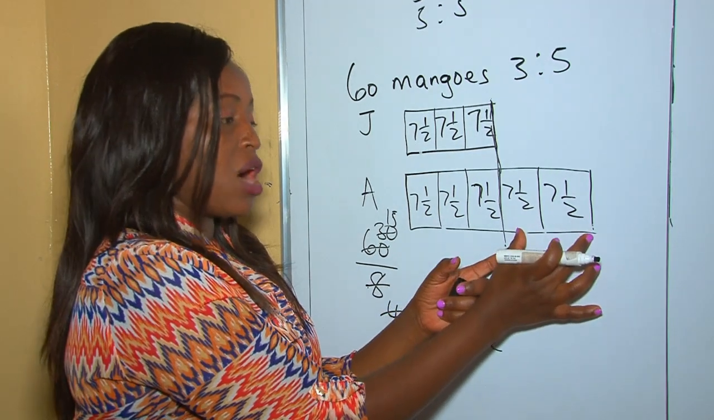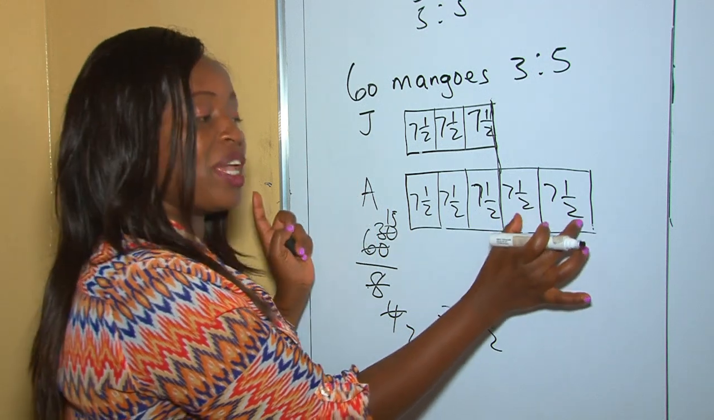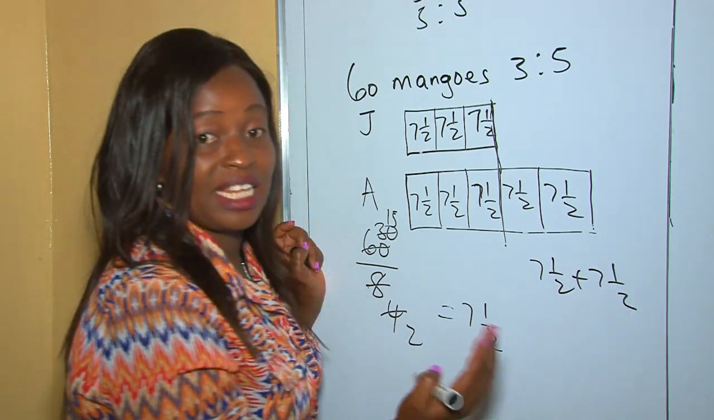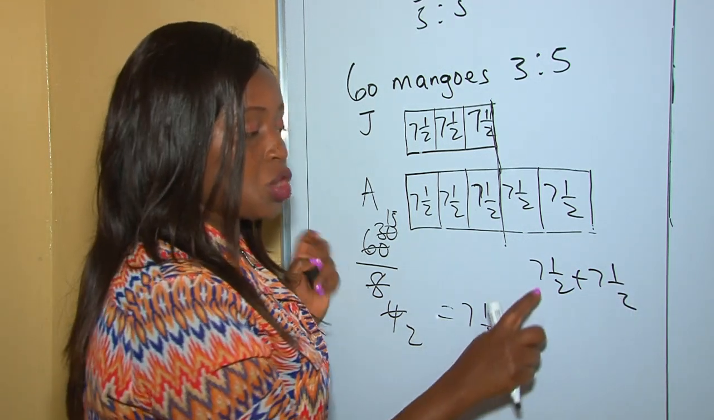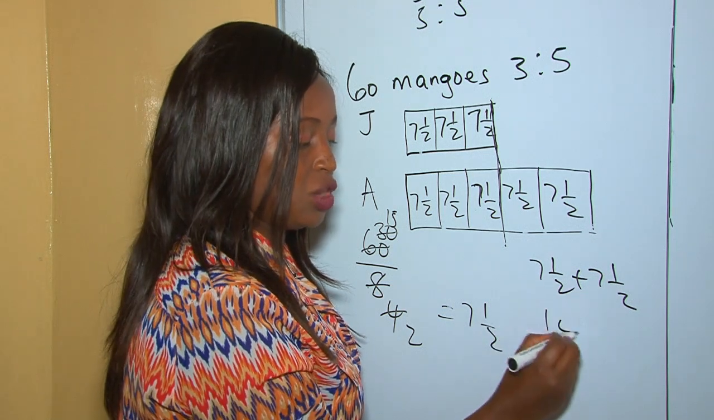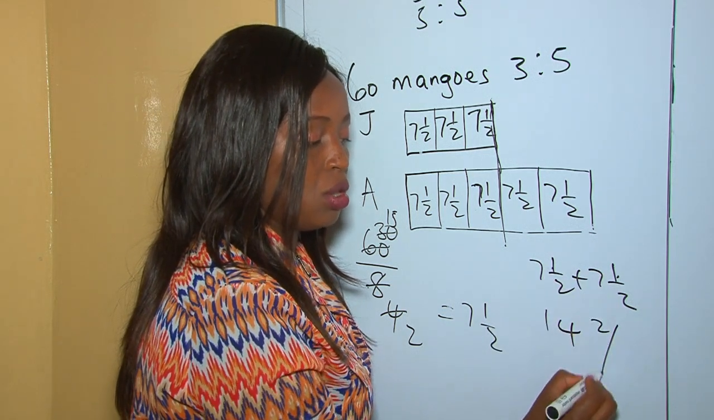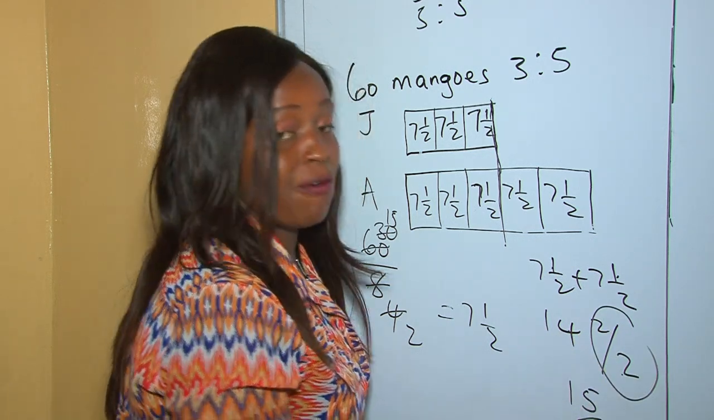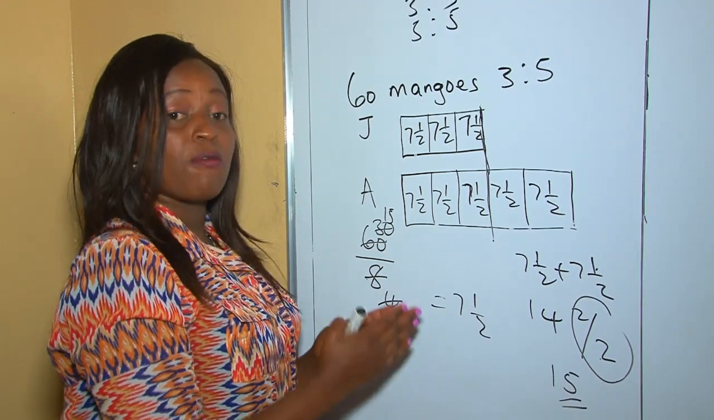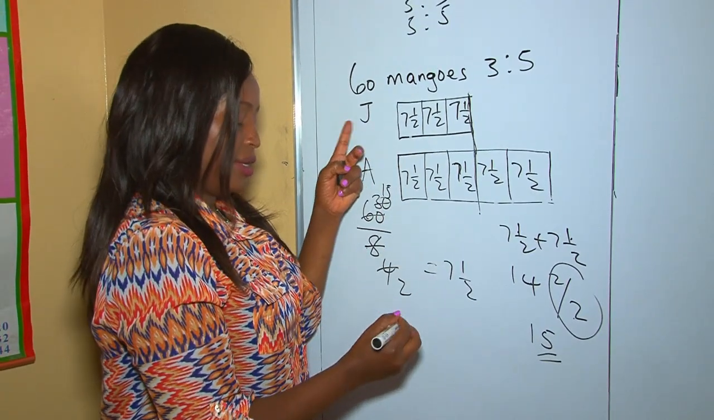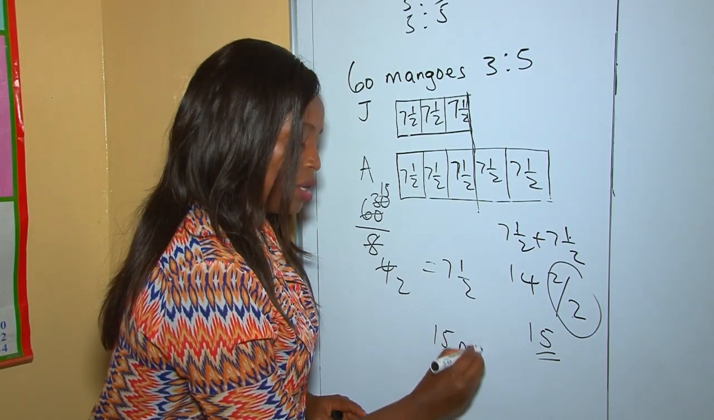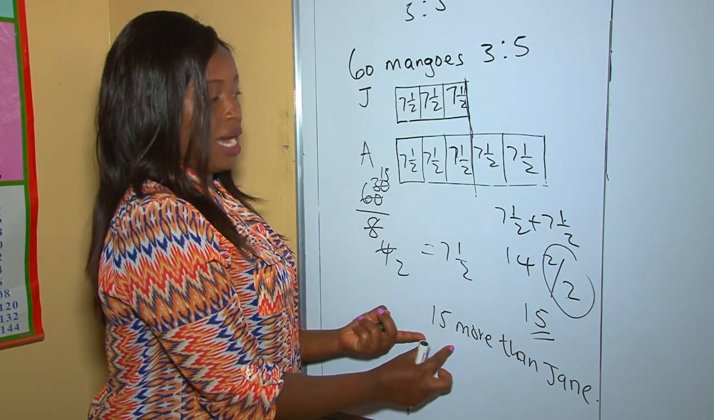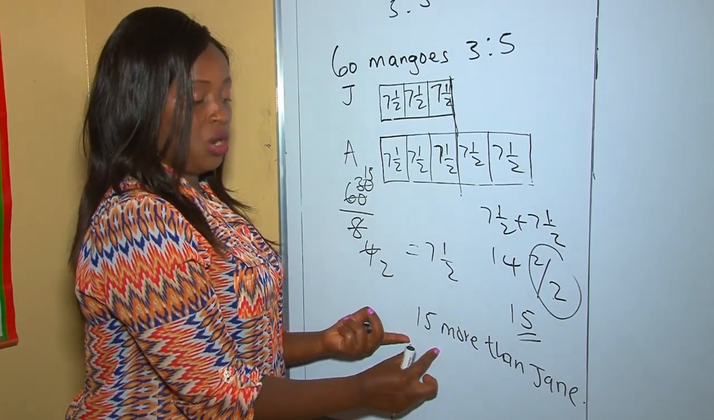So how many more mangoes did Alice get than Jen? We add these extra parts, which is 7.5 plus 7.5, or you can as well say 7.5 times 2. Let's add 7 plus 7, it's 14. And a half plus a half is 1. That one we add here, it becomes 15. Therefore, Alice got 15 more than Jen. This 15 now gives them what we call a ratio difference.